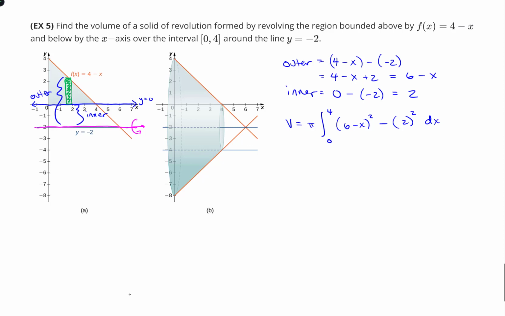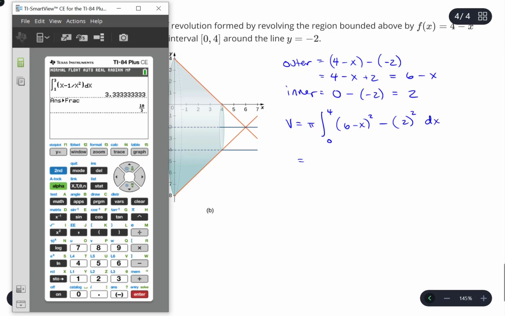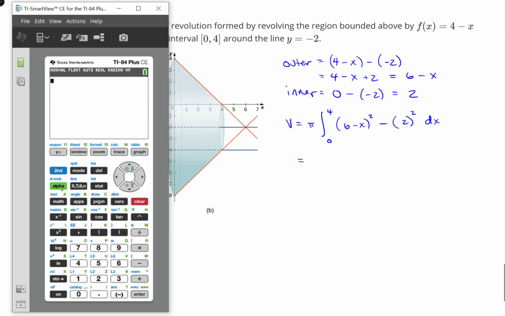All right, and that we can go ahead and put into fnInt. And let's see what we get here. So Math 9, so 0 to 4. And I'm going to put in parentheses here.